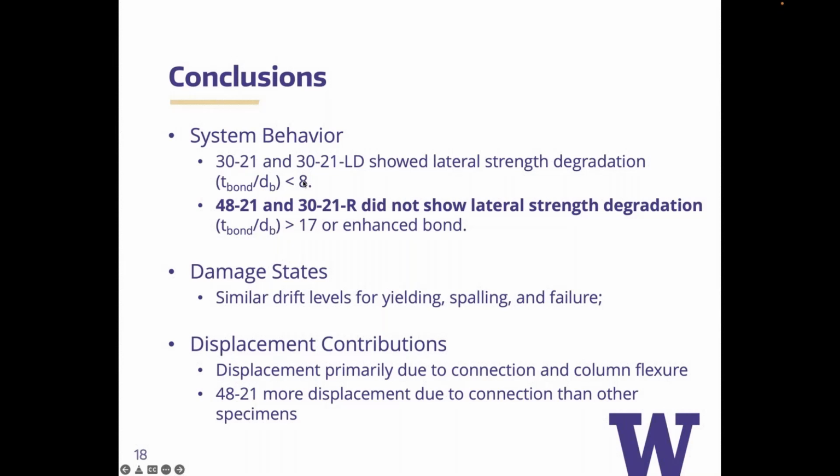The damage states that we saw were very, very similar to other reinforced concrete column tests, going from yielding, spalling to failure. The displacement contributions primarily, as we said, are due to the connection and the column flexure. We're not getting a lot of displacement from the pile, and we don't really want displacement from the pile. We want the pile to remain as elastic as possible, so we don't need to compare it.